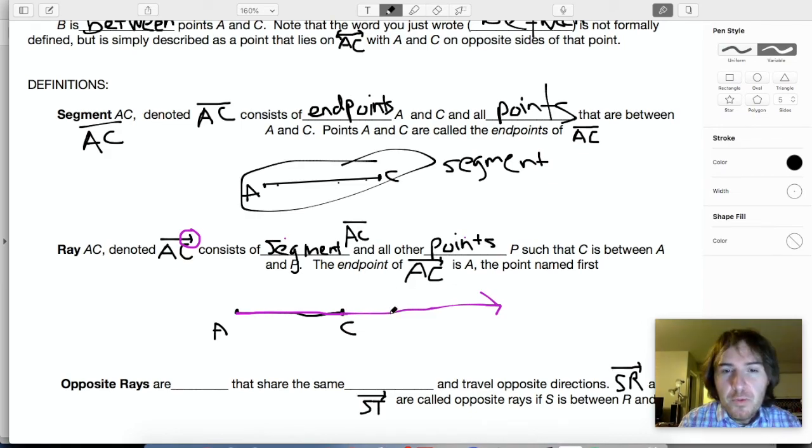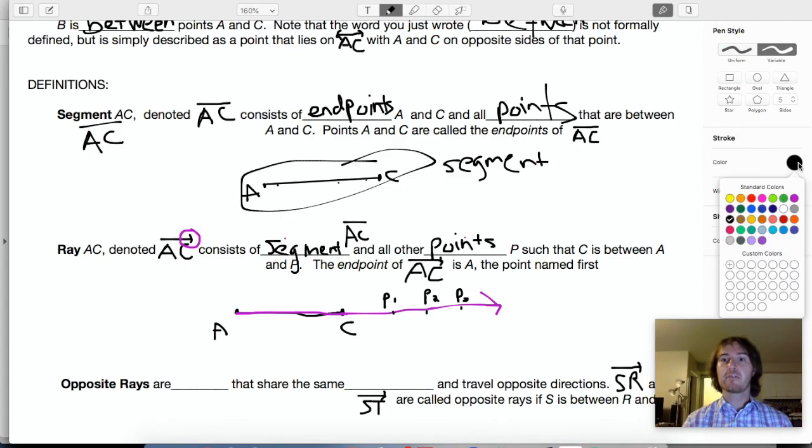Okay, so what they're just saying right here is that for a ray, basically here we have an A, and then it goes towards C, and then it contains all the points beyond that are on line AC, in this direction. So here we could have a point P here. Make this P1, make this P2, make this P3. All these points are part of the ray. Here we have a ray shown for us here.